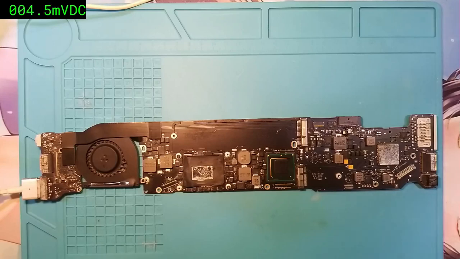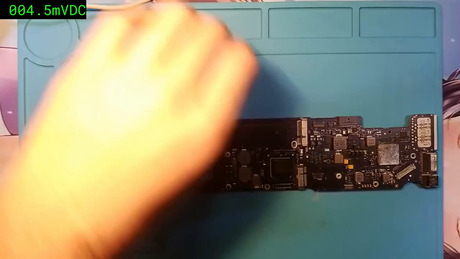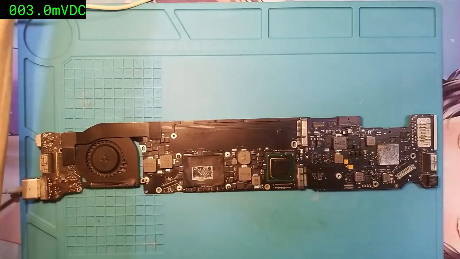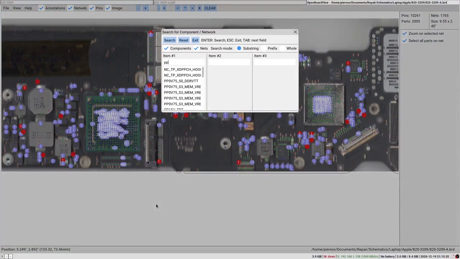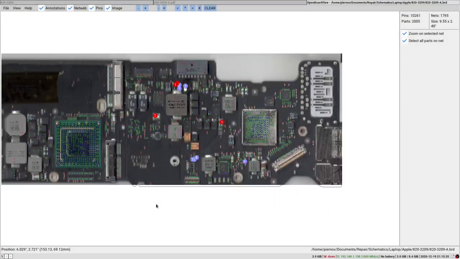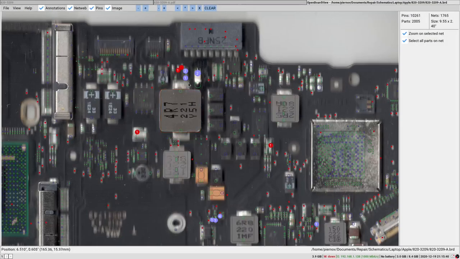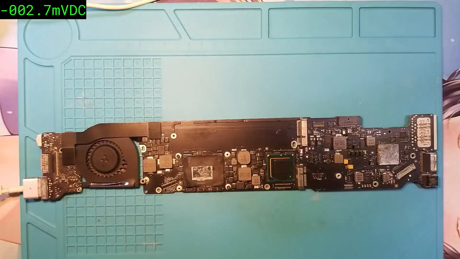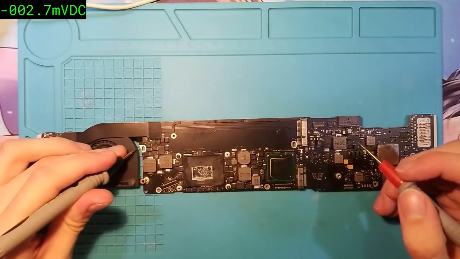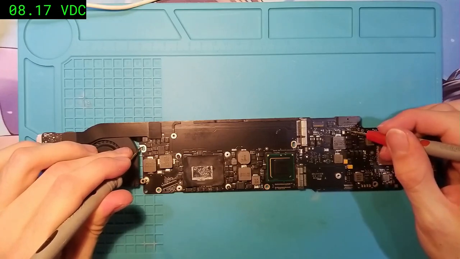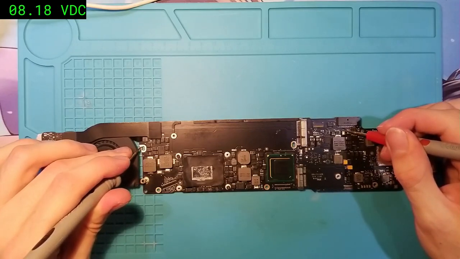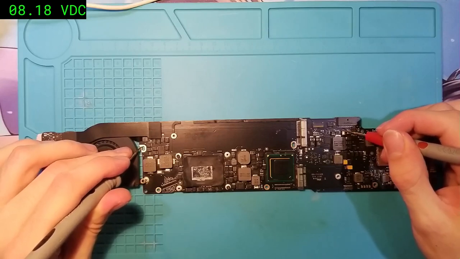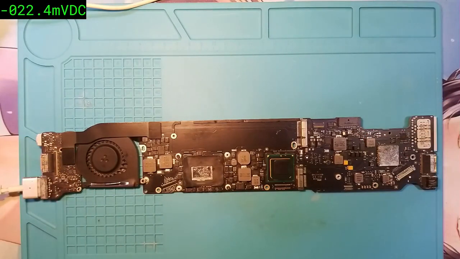Another very important voltage is PPBUS_G3H. So PPBUS_G3H can be measured over there, for example, on the fuse F7040. So we are gonna check the voltage on F7040. And we get 8.2 volts, which isn't right. In fact, it is supposed to be around 8.4 volts on this board.